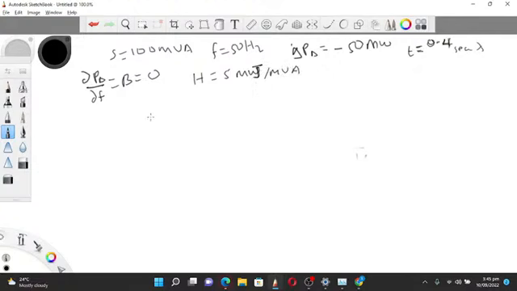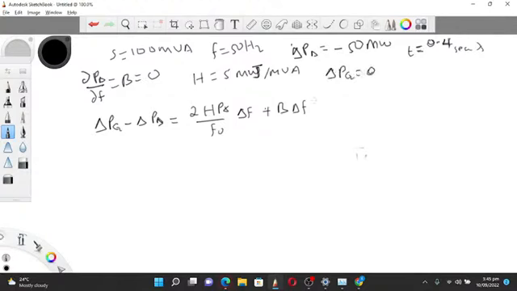Determine the change in frequency. Okay, so we just write change in PJ minus change in load, giving us 2H PR over F0 times d change in F plus B change in F. Now, from all the explanation we've written, they didn't tell us that there was a change in the power that the generator is generating, the 100 MVA. There was no change, which means our change in PJ is 0. Our B is also 0, so this goes to 0.